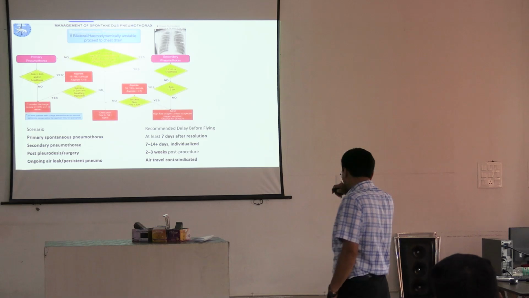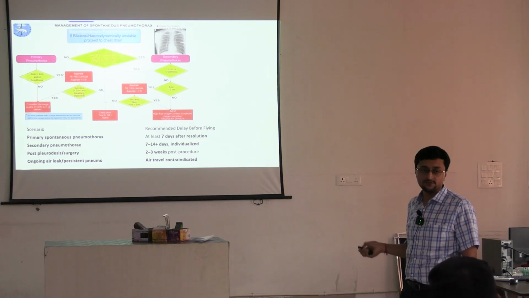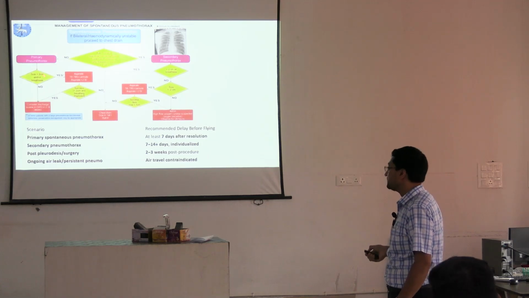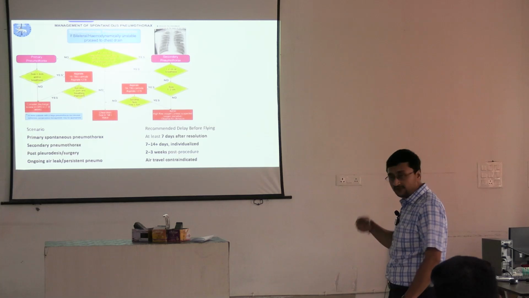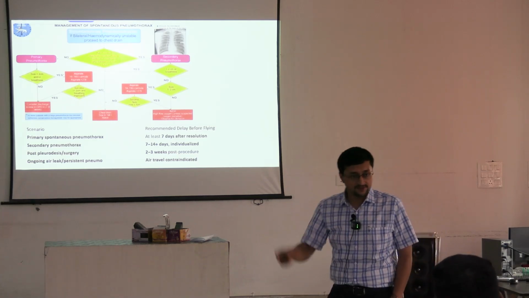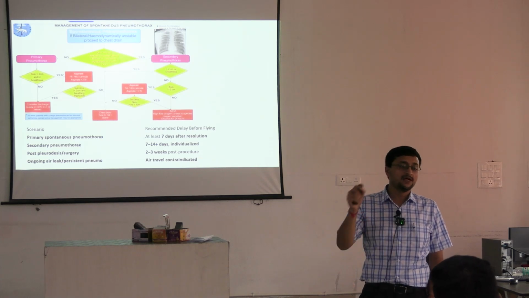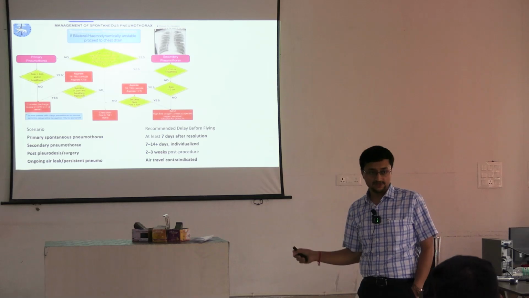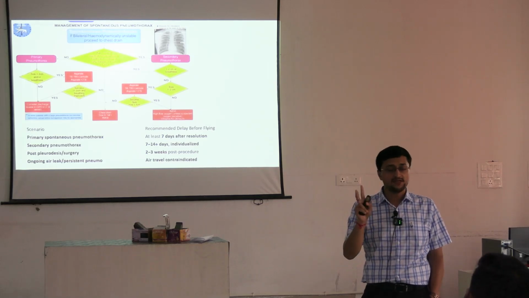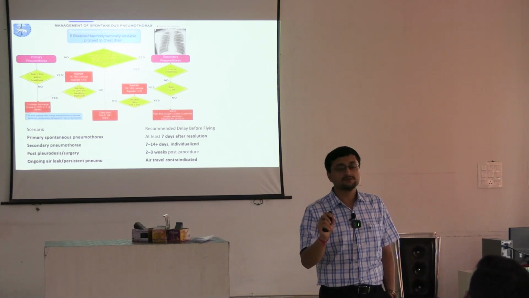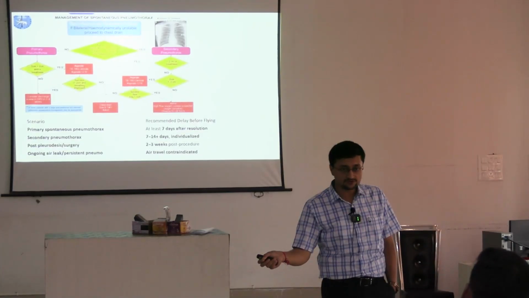So this is the BTS guideline of pneumothorax, which I mentioned a little while ago. If this is a primary spontaneous pneumothorax, this is very important. If the size is more than 2 centimeter, aspirate with a 16 to 18 gauge needle. If there is failure of aspiration or the aspirated air quantity is 4 liter, then straight away go for chest tube drainage.